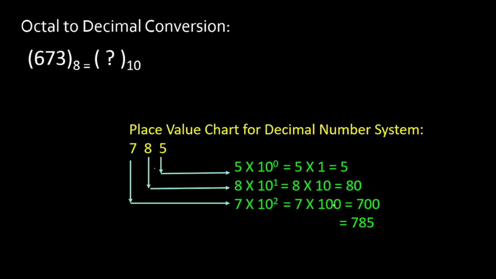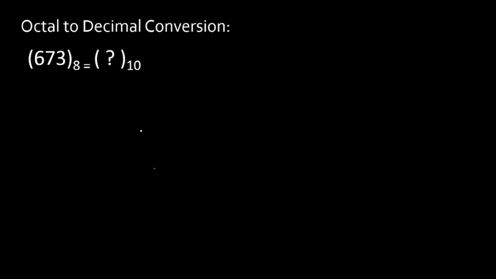As we are using the octal number system, to convert an octal number into decimal, we will multiply the octal number by 8 raised to power 0, 8 raised to power 1, and 8 raised to power 2, because we are using the octal number system and its base is 8.